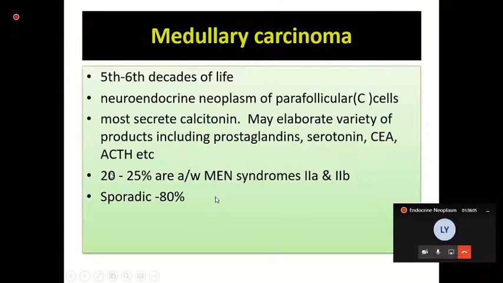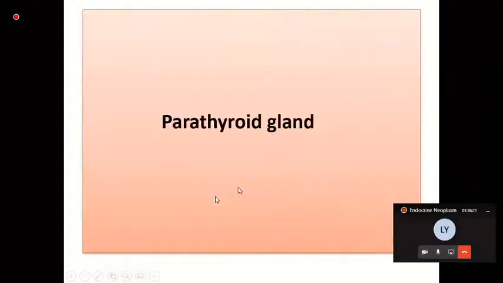Usually 20 to 25% are associated with multiple endocrine neoplasia type 2A and type 2B. The sporadic form is 80%, but a few percent can be associated with multiple endocrine syndrome. Okay, understand the thyroid neoplasm.